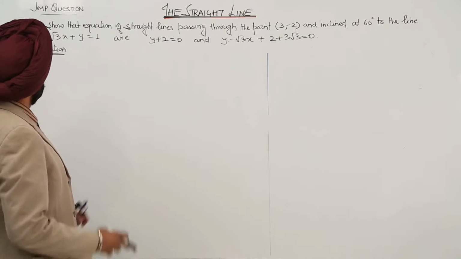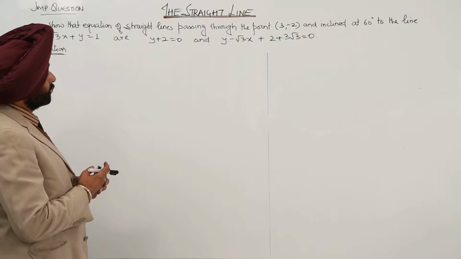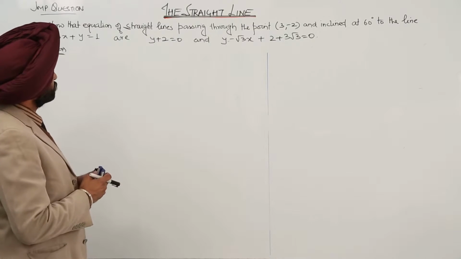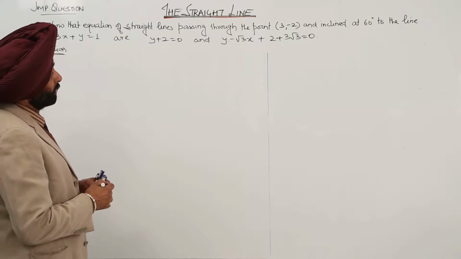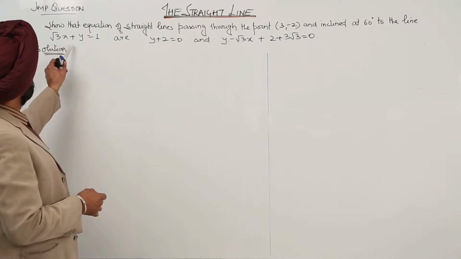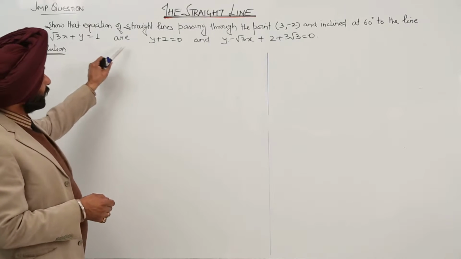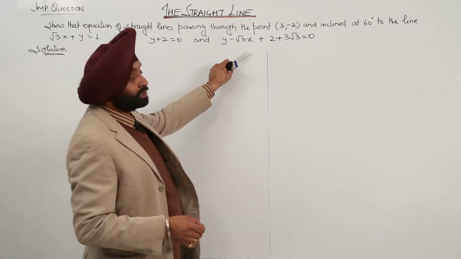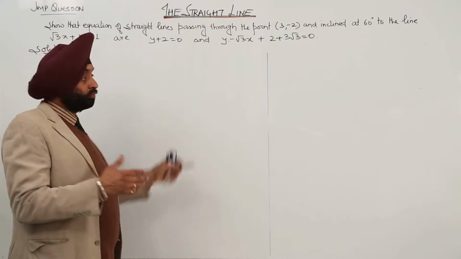Now in this question we have to show, or you can write it prove, that the equation of straight lines passing through the points 3 comma minus 2 and inclined at 60 degree to the line root 3x plus y is equal to 1 are this one and this one. These are the two equations which we have to prove.